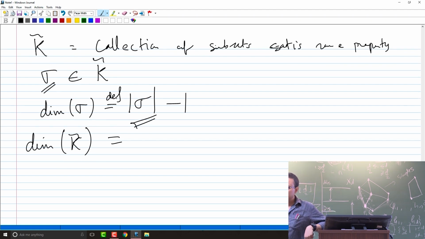Here there are no geometric things, here you just have subsets of 1 to n, right. So how do I define the dimension of a simplex? I say number of elements in sigma minus 1. That is how you define it. And how should you define the dimension of our abstract simplicial complex K tilde?